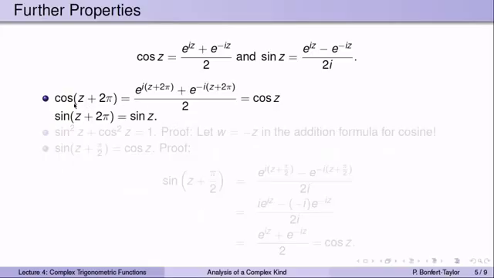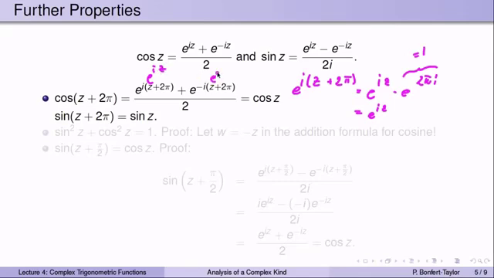Further properties. Remember, the real valued cosine function is periodic with period 2 pi. Is that still true for the complex cosine function? Let's find out. What is cosine of z plus 2 pi? I use the definition and replace z with z plus 2 pi. But what is e to the i times (z plus 2 pi)? That is e to the iz times e to the i times 2 pi. What is e to the 2 pi i? That's equal to 1. So that's equal to e to the iz. In other words, this first term is simply e to the iz, and similarly the second term is simply e to the minus iz.